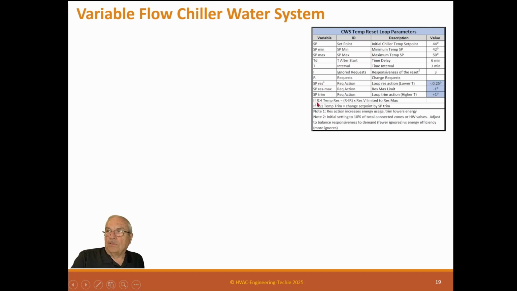The formula is if requests are greater than the ignored requests, then the temperature reset is R minus IR times the reset value, which is this value.